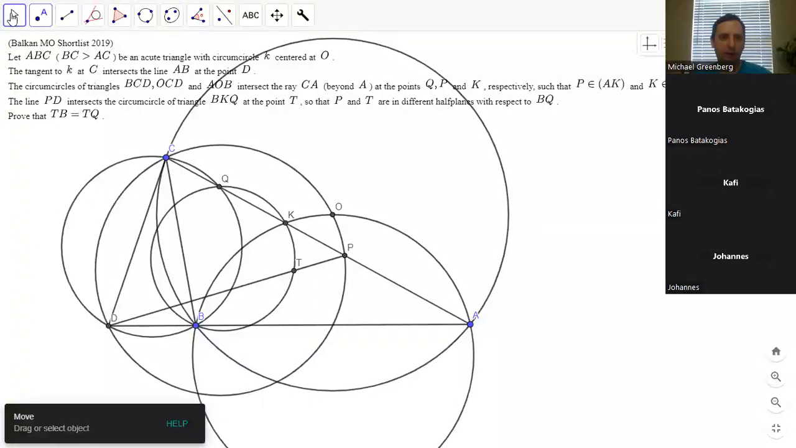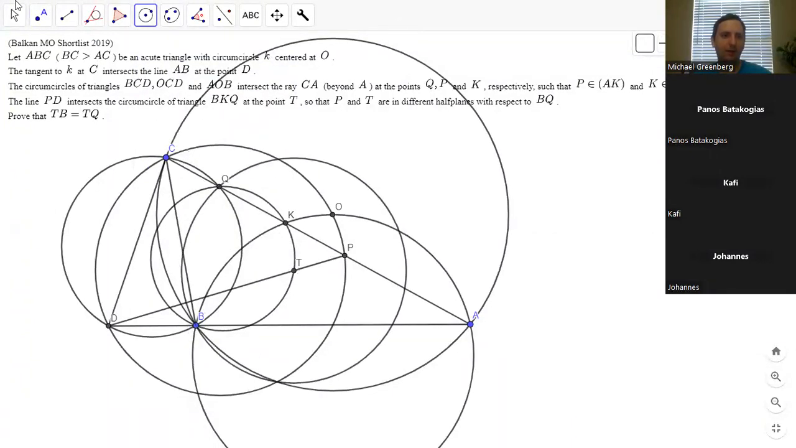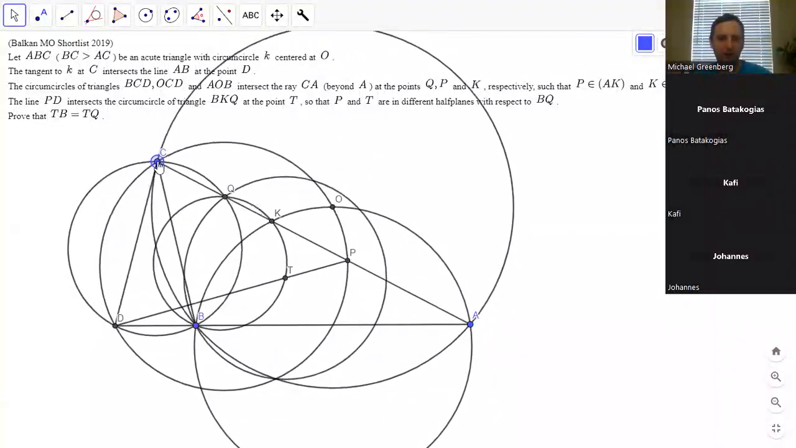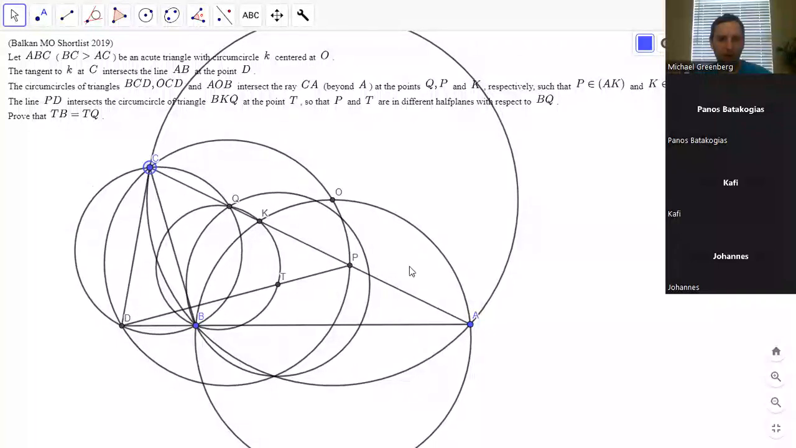So let's check if that's true, that TB equals TQ. Yes. And not only that, it looks like that circle might pass through that point. So let's see if it does. Yes. Okay.